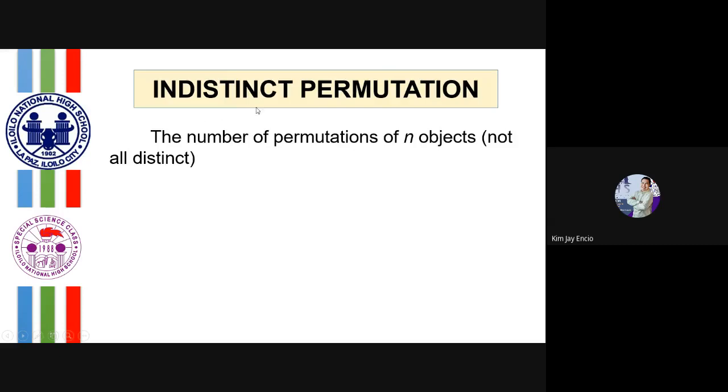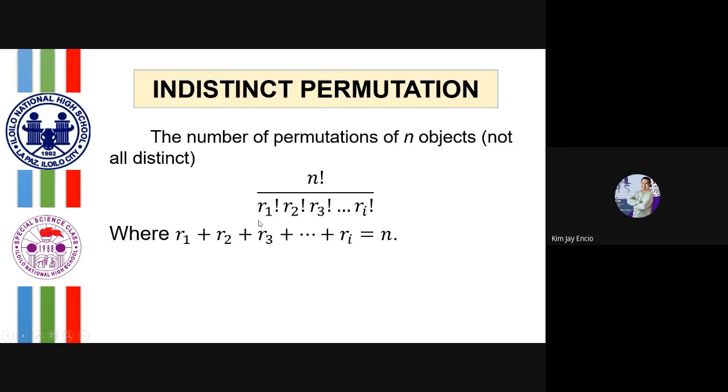When we say indistinct permutation, you are actually getting the number of distinct permutations, but indistinct tells us that some objects or elements have been repeated. The number of permutations of n objects, not all distinct, that is, not all different, is n factorial all over r sub 1 factorial, r sub 2 factorial, r sub 3 factorial, all the way until r sub i factorial, where the sum of r sub 1, r sub 2, r sub 3, until r sub i should be equal to your n, or your total number of objects.